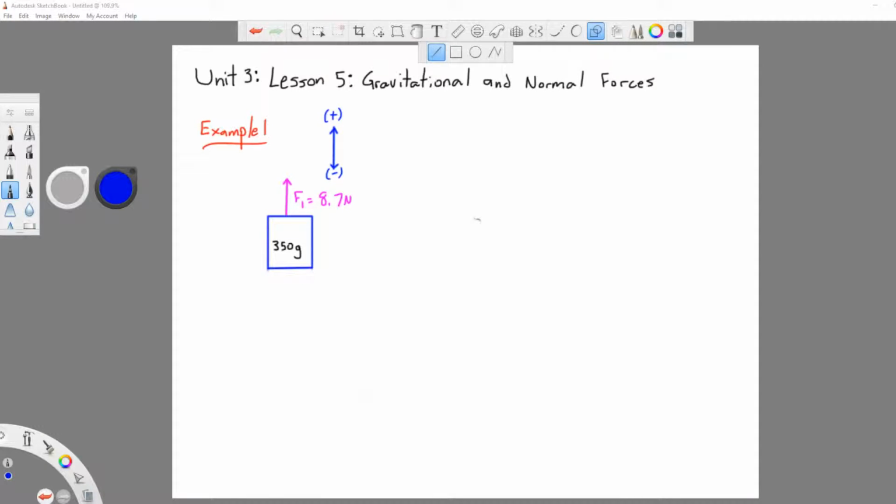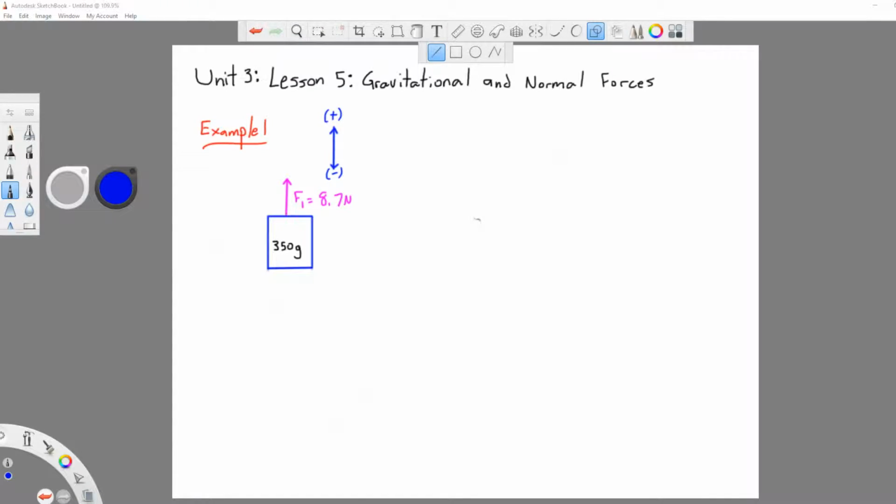Hello and welcome to Lesson 5 in Unit 3 on gravitational and normal forces. Now, in this lesson, we're obviously going to be discussing these gravitational and normal forces. But before we get going on this first example, I want to go a little bit into where the book begins on differentiating between mass and weight.